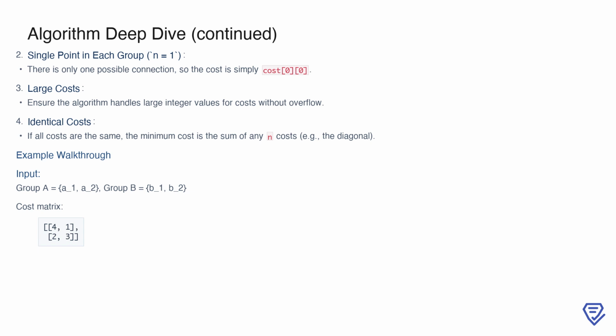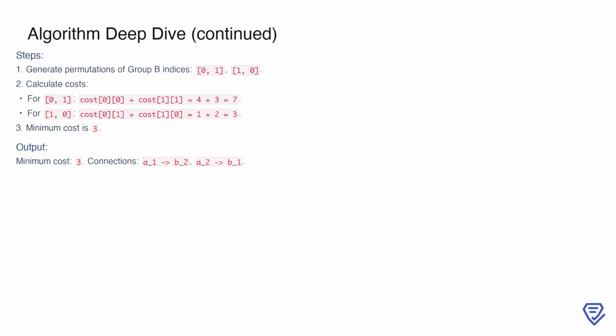To illustrate, consider an example with group A containing 2 points, A_1 and A_2, and group B also containing 2 points, B_1 and B_2. The cost matrix for connecting these points is provided. In our example, the cost matrix is [4, 1], [2, 3]. We first generate all permutations of the indices for group B, which are (0, 1) and (1, 0).